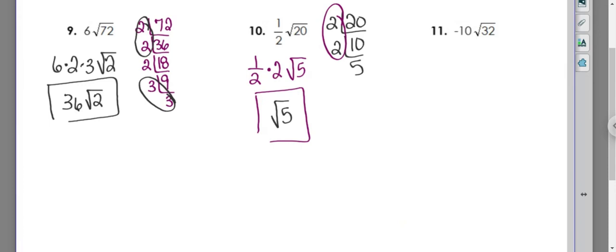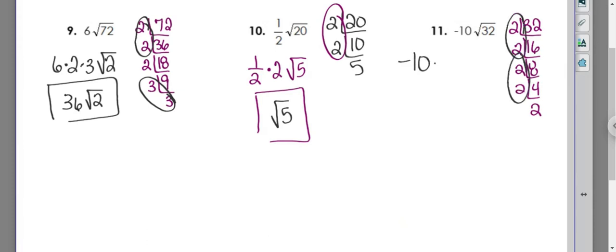Number 11 should have broken down as 5 2s. So we can just keep dividing this by 2 until we get to the end. I have 2 groups of 2. So that'll be negative 10 times the 2 groups of 2 and 1 2 left under the radical. So negative 40 root 2, or square root of 2.